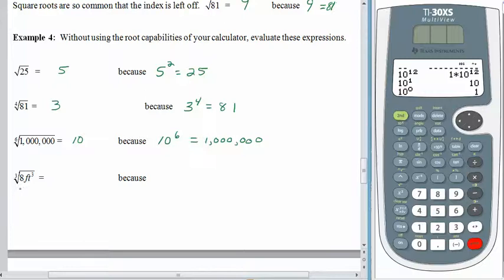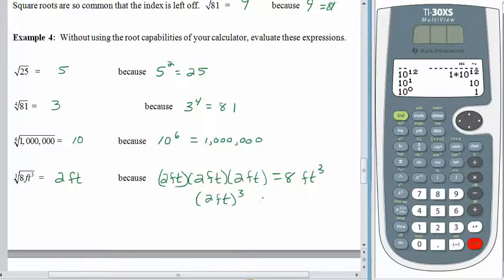The cube root of 8 cubic feet. So now we need to take the cube root of everything on the inside. The cube root of 8, something times itself again, gives me 8. That would be 2. 2 times 2 times 2 is 8. The cube root of feet cubed, that's nice and easy. It's just feet, because the cube root undoes the cubing. Right? 2 feet times 2 feet times another 2 feet is equal to 8 cubic feet. So this 2 feet cubed gave us 8 cubic feet, and the cube root undoes the cubing.